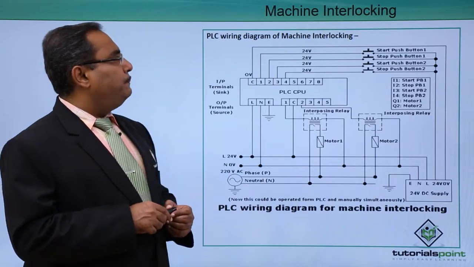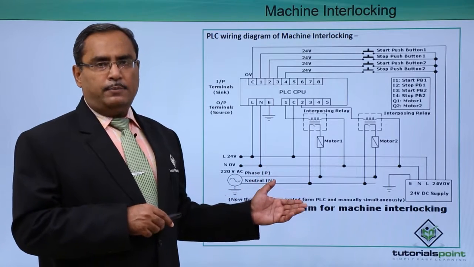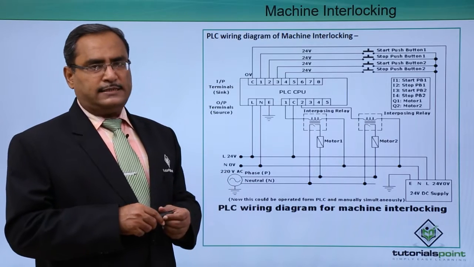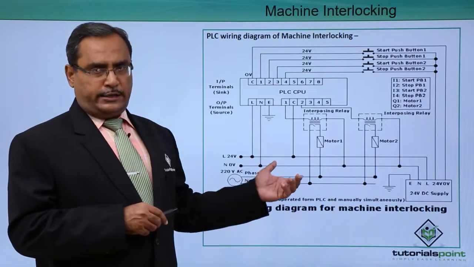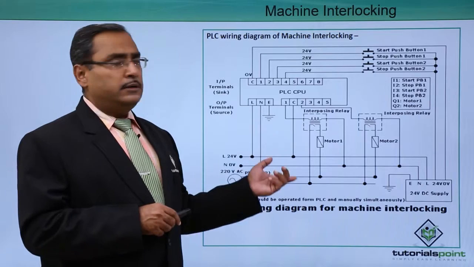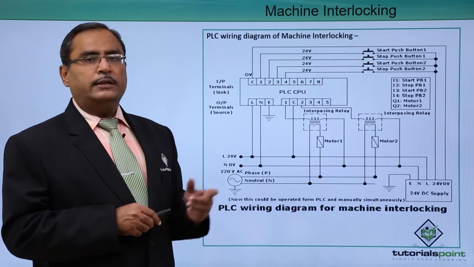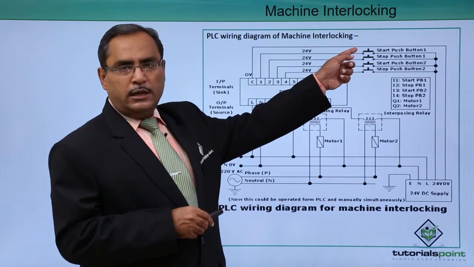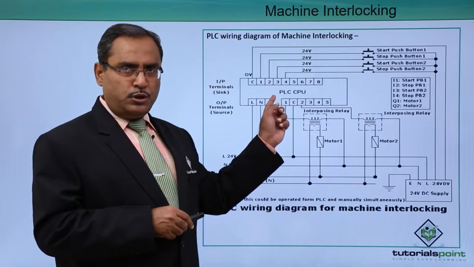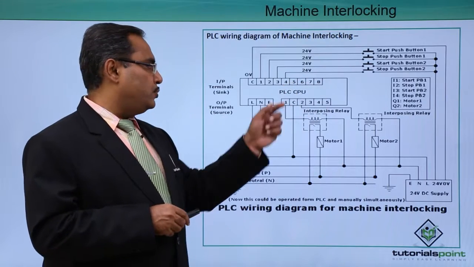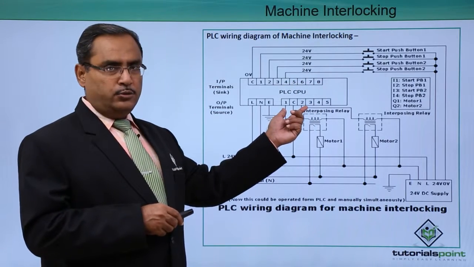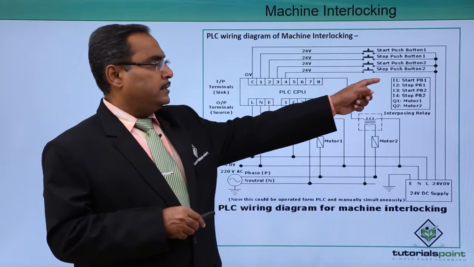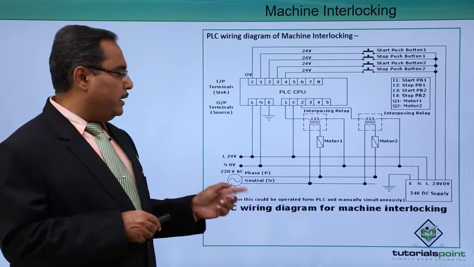Now let us go to the PLC wiring diagram. I am giving this wiring diagram just as a proposal. Depending upon the PLC and the accessories connected to it, the connections may change. So this is my input: we have two start push button inputs and two stop push button inputs. And here we have two outputs, which will turn on the two interposing relays for the respective motors. These inputs and outputs have been labeled accordingly.